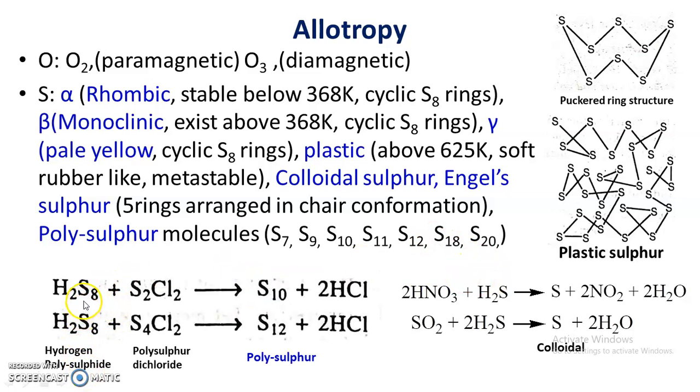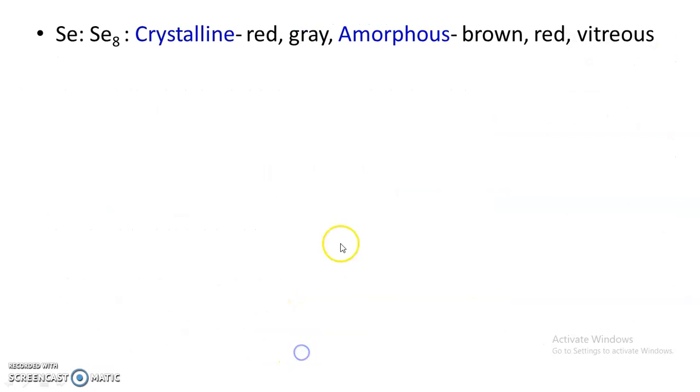Especially hydrogen polysulfide like H2S8, when treated with polysulfur dichlorides like S2Cl2, S4Cl2, we get polysulfur molecules like S10 and S12, etc. So by changing the composition of hydrogen polysulfide and polysulfur dichloride, we get different polysulfur molecules.